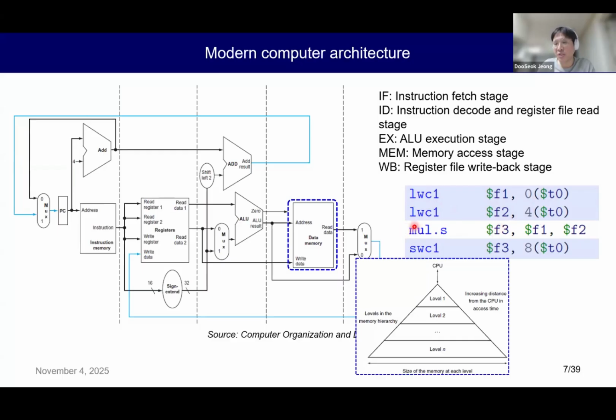And then you do this floating point operation. In this case, that is multiplication. And you put the result in the register F3, and then you have to put it in the memory, and you have to repeat it. This is how the CPU works, right?